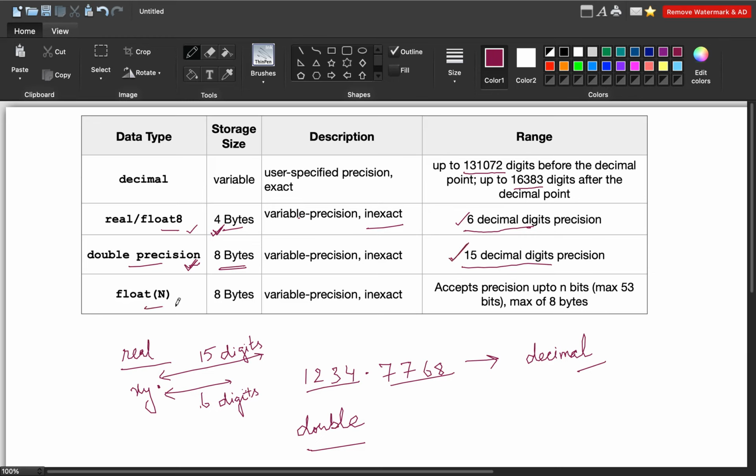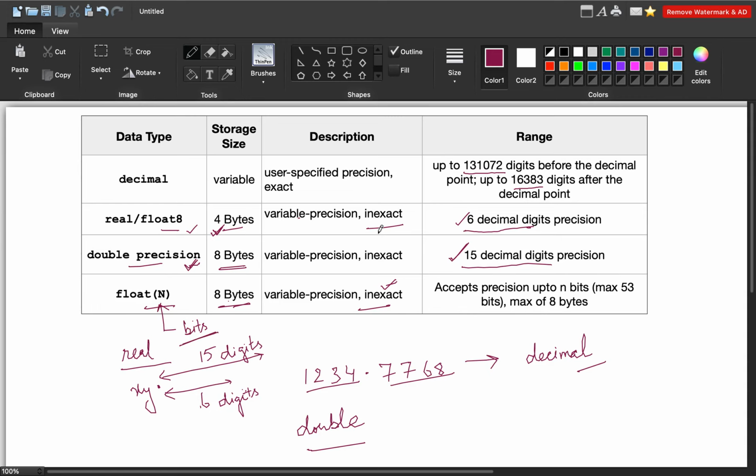Then comes float n. Float n stores up to 8 bytes, and it is again variable precision with inexactness, and accepts precision up to n bits. So you must be very mindful that this n is not the number of digits, but the number of bits. You have to be careful about this. This n does not denote the number of digits. This n denotes the number of bits. Maximum 53 bits, max of 8 bytes. I will explain all these things in our example, right?